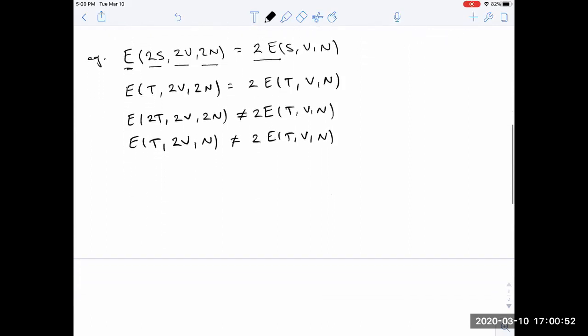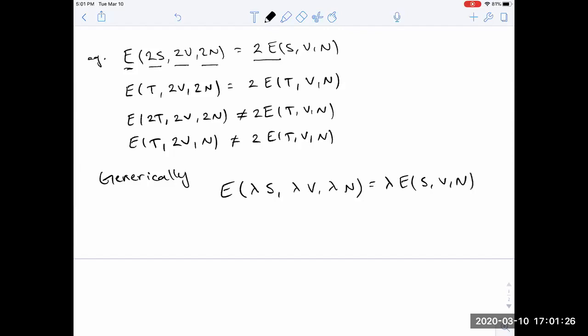So put very generically, the energy, which is a natural function of entropy, volume, and number of particles, if I take lambda copies of each one of those extensive variables, I will, through this extensive property, get lambda copies of the energy with a single unit of entropy, volume, and number of particles.